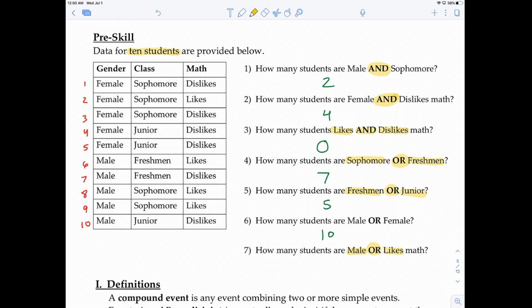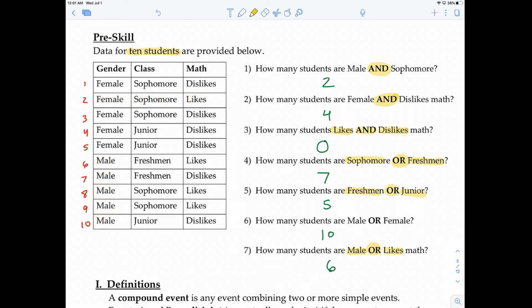So male or likes math, so there's these 5 males, they're going to stand up. And these 3 males, they like math as well, but we're not going to double count them. They are already standing up. And now when you include the rest of the students who like math, there's this one female student who likes math, so she's going to be standing up as well. So there's going to be 6 students standing up.